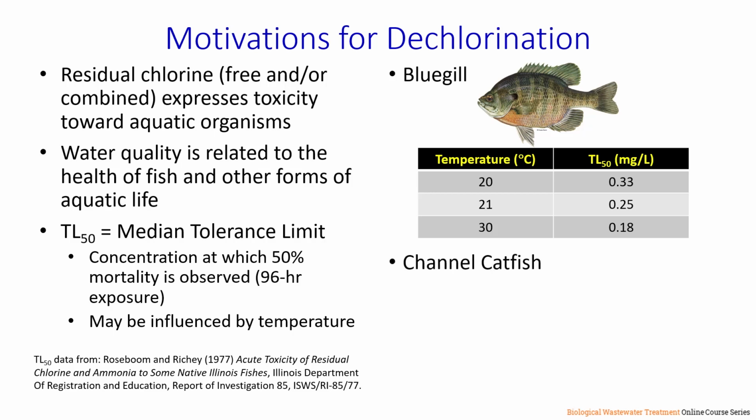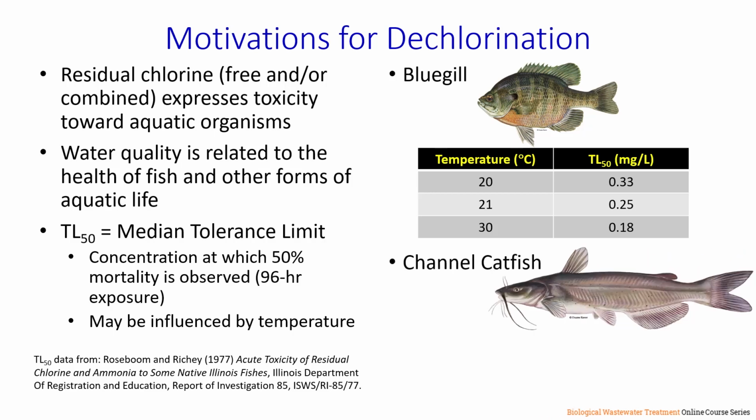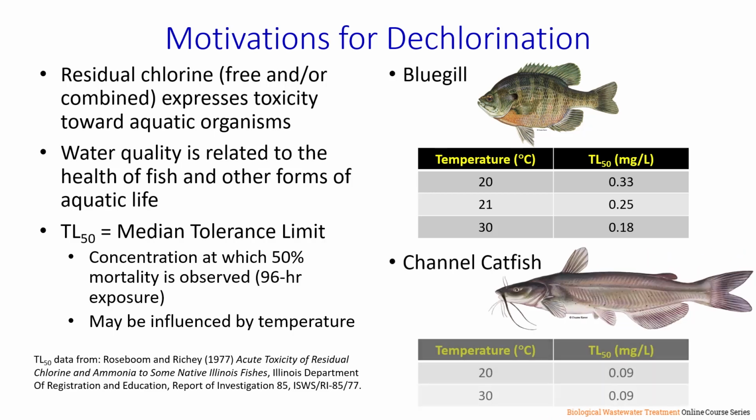Likewise, if we were to consider the channel catfish, another relatively common freshwater fish, we observe that there's no temperature dependence, but the TL50 for this fish is somewhat lower, a little less than 0.1 of a milligram per liter. Now, these concentrations are relevant because they're typically lower than the concentrations of residual chlorine that are discharged or released to the environment from a chlorine-based disinfection process.